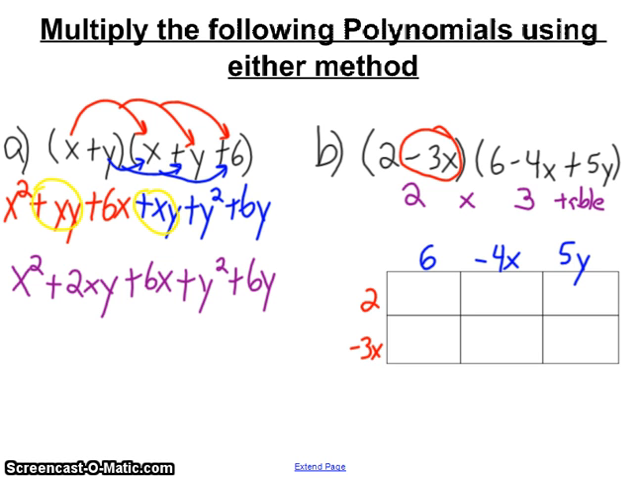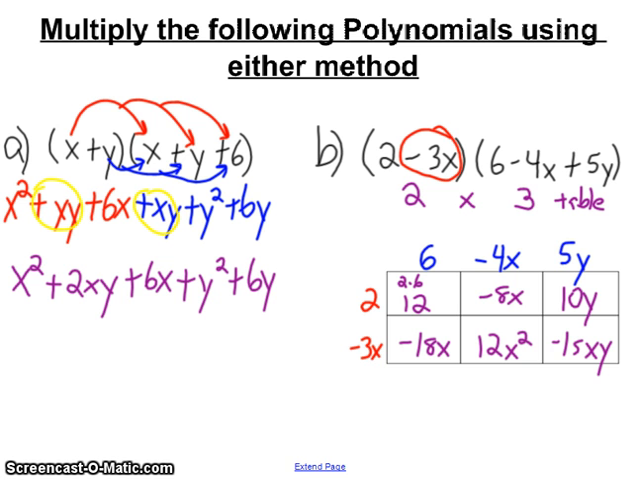Now when I multiply, I'm going to be multiplying within the cell, the row and the column value. So this would be 2 times 6, which is 12. This would be 2 times negative 4, which is negative 8x. 2 times 5y, here's 10y, negative 18x, 12x squared, because two negatives make a positive, and then negative 15xy.